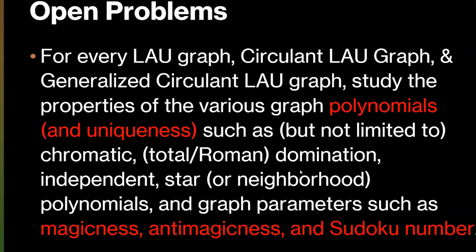And so probably the last open problem for everyone here is, let's study the various properties of Lau graphs, circular Lau graphs, and generalized circular Lau graphs in terms of the chromatic number, the chromatic polynomial, the total or Roman domination number and the polynomial, and also the independent star polynomial, and also many other graph parameters, like the magicness, the anti-magicness, and also the Sudoku number that we introduced probably about 1 year ago.